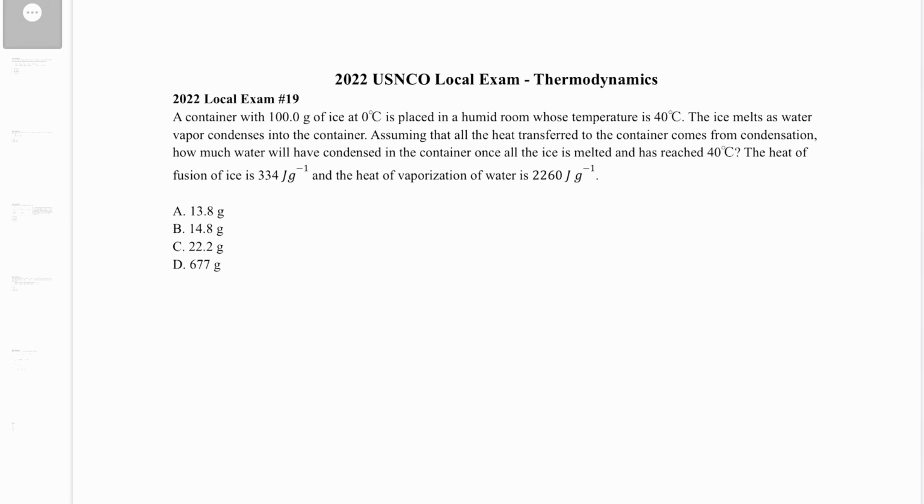Welcome to the 2022 USNCO local exam thermodynamics section. This is going to be from questions 19 through 24. So let's get started with question 19.